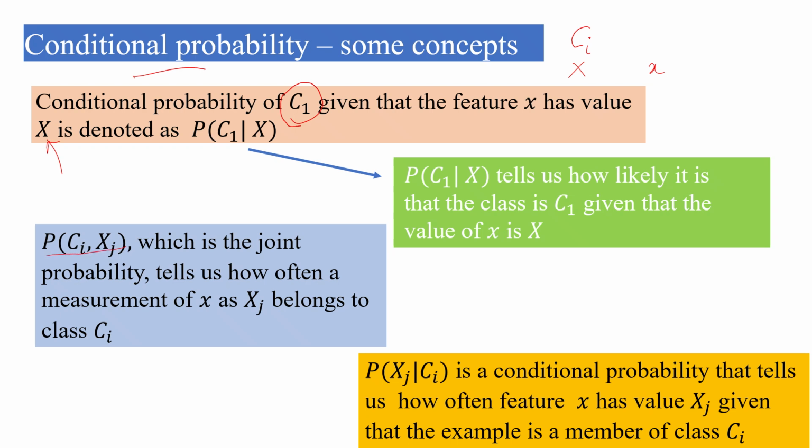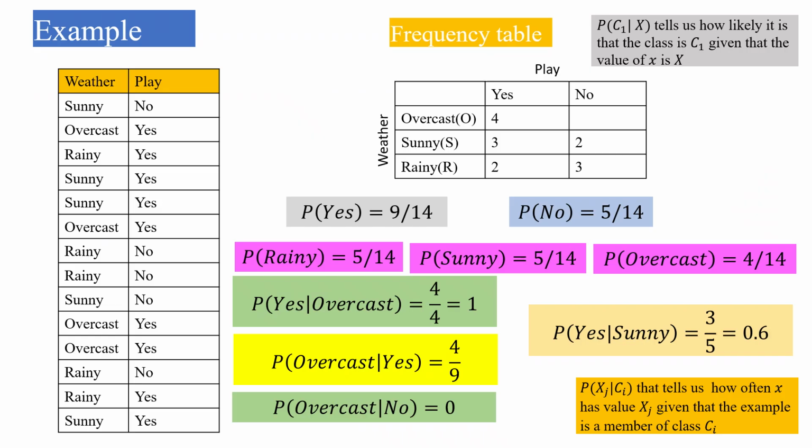Then we have the joint probability of class Ci and value xj. It tells us how often a measurement of x has the value xj and belongs to class Ci. Okay, so the value is xj and the class is Ci. Then we have another conditional probability that tells us how often feature x has value xj given that the example is a member of class Ci. So having given these definitions, we'll now move on to an example.